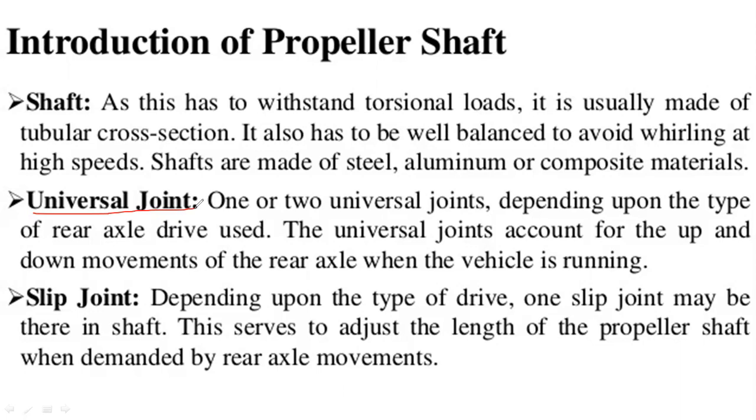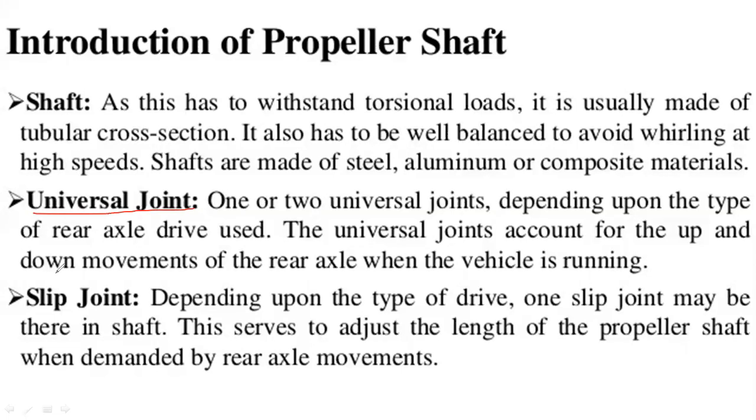Then there are one or two universal joints, depending upon the type of rear axle drive used. The universal joints account for the up and down movements of the rear axle when the vehicle is running. We use one or two universal joints in the automobile vehicle system, depending upon the type of rear axle drive.